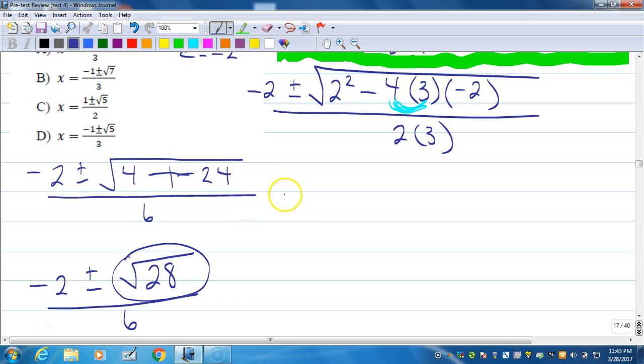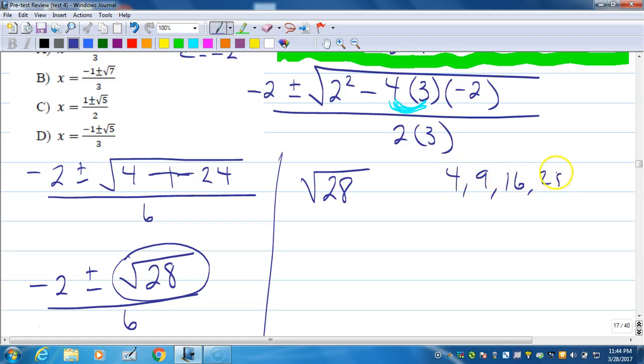And this is where we're going to have a little more work. The square root of 28. We went over the notes. I told you all. To help reduce this, think of these numbers: 4, 9, 16, 25, and 36. Why? Because this is 2 squared, this is 3 squared, this is 4 squared, this is 5 squared, and this is 6 squared.